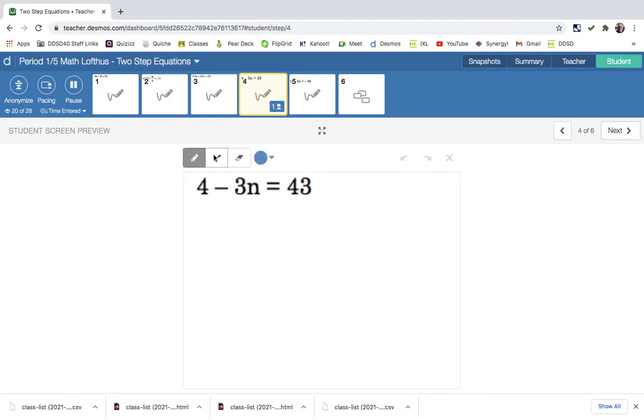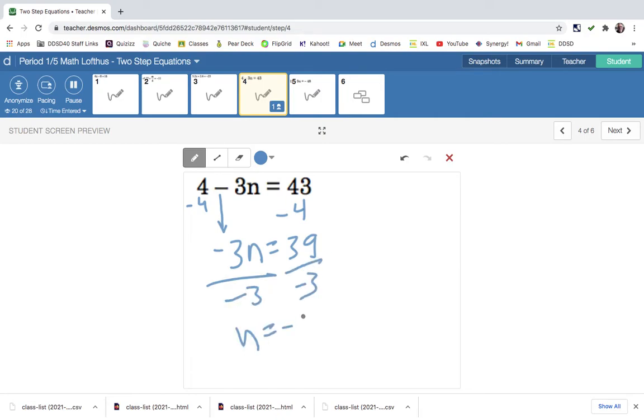This is one of the most challenging problems because it's not subtract 4, it's 4 subtract, and that's different. So we have to subtract 4 from this to create this 0. And then we have to bring this part down. We still haven't dealt with that negative. That's negative 3 times n is equal to 39. Divide by negative 3, and n is equal to negative 13.